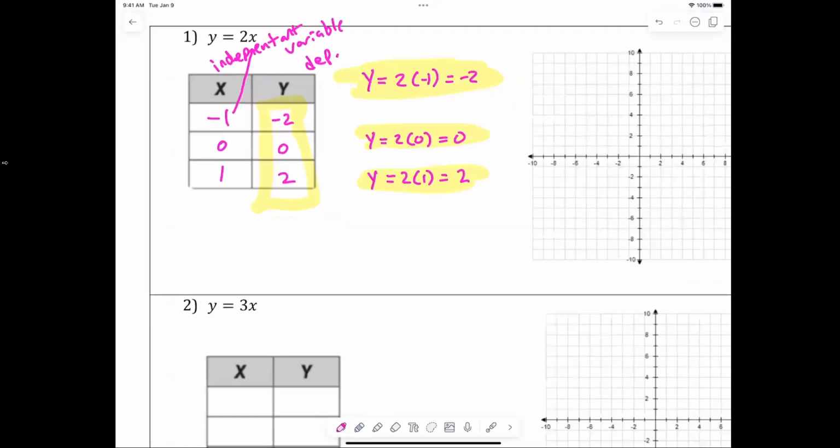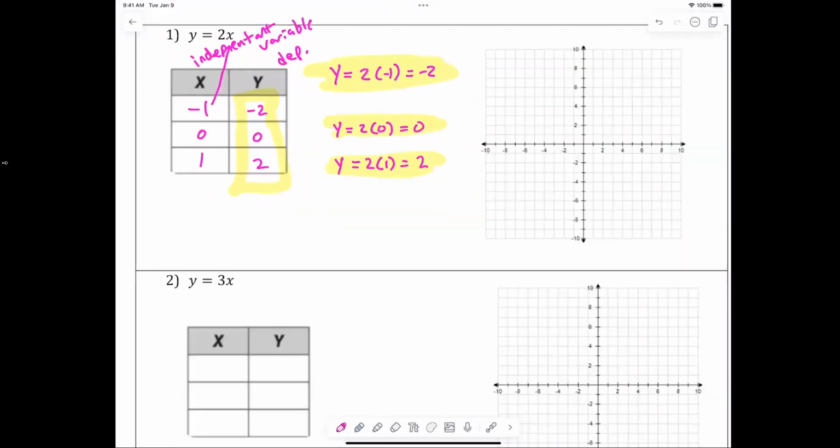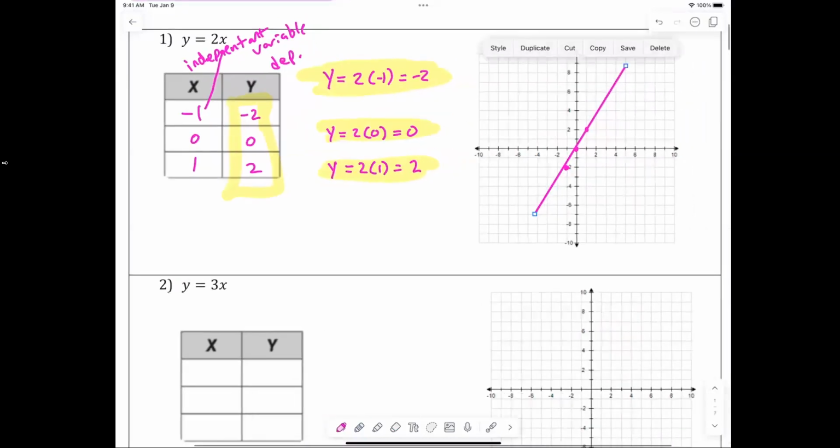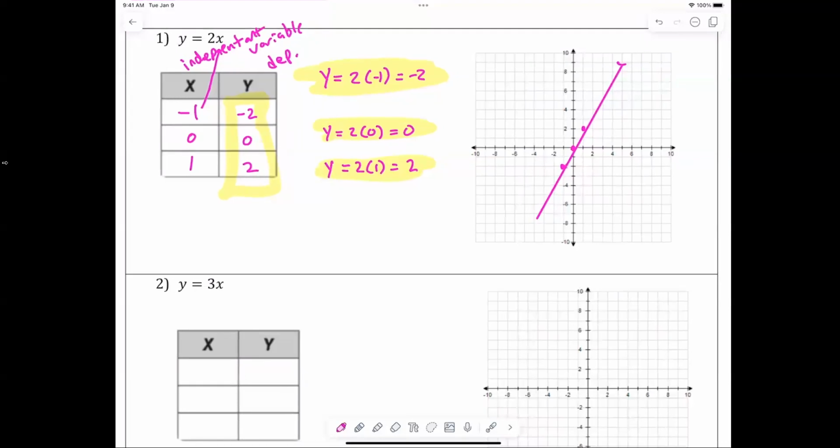Now your job is just to plot those points. So I plot -1, -2, and then I plot 0, 0, and then I plot 1, 2. Does everybody agree? Those 3 dots form a line. And then I draw that line through those 3 points. And there you have my line. And then you put arrows on the ends because it goes on.